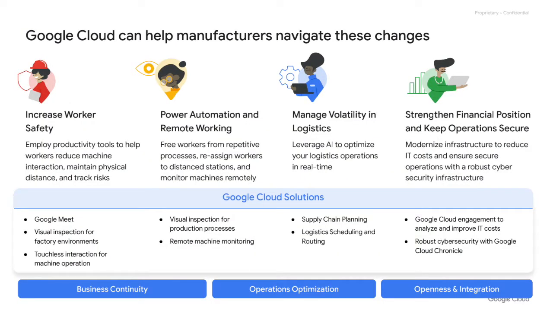Let us delve a bit deeper into the solutions that can help manufacturers navigate these three focus areas. Worker safety compliance and remote working has led to manufacturers thinking about employing productivity tools to help workers reduce their machine interaction and maintain physical distance from each other. Our solutions under Google Workspace portfolio have enabled our customers to improve company wide collaboration through video conferencing. Customers have strengthened their quality procedures via Google Forms, Docs, Sheets, Slides, and some of them have reduced email usage by up to 90%.